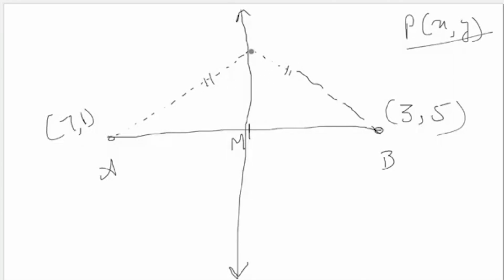Explain once again how we can say that these would be equal, with the help of congruency. SAS. This is the common middle point and this is 90 degrees. Absolutely right. Therefore, the hypotenuse would be equal. These distances would be equal. 100% right. So it would be a line.